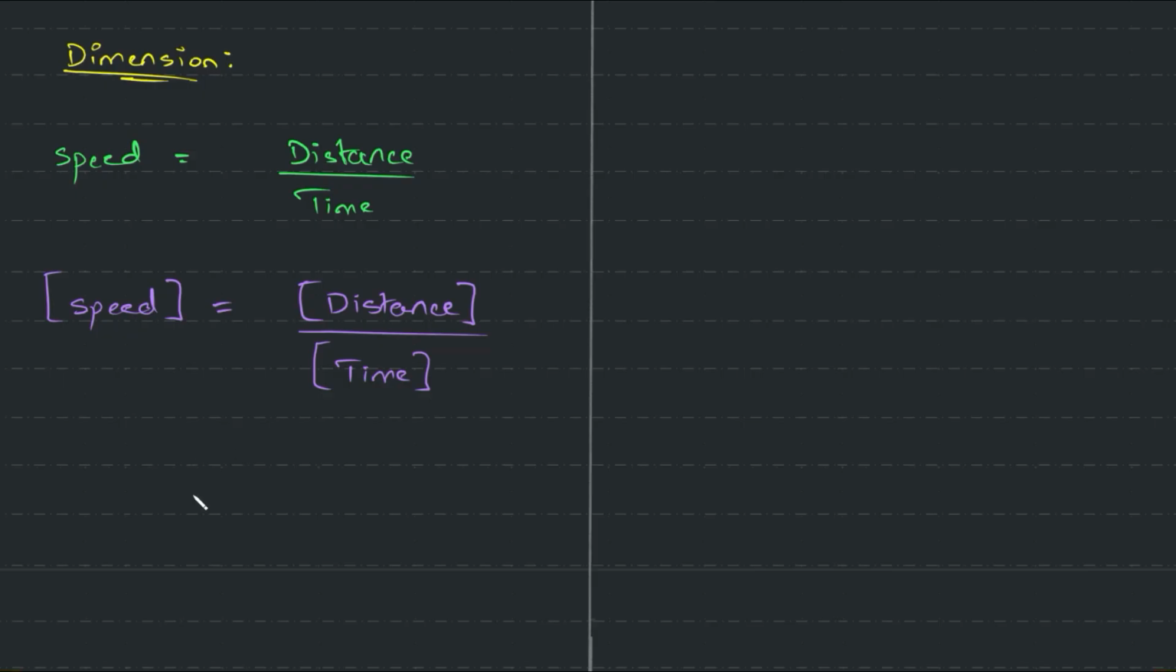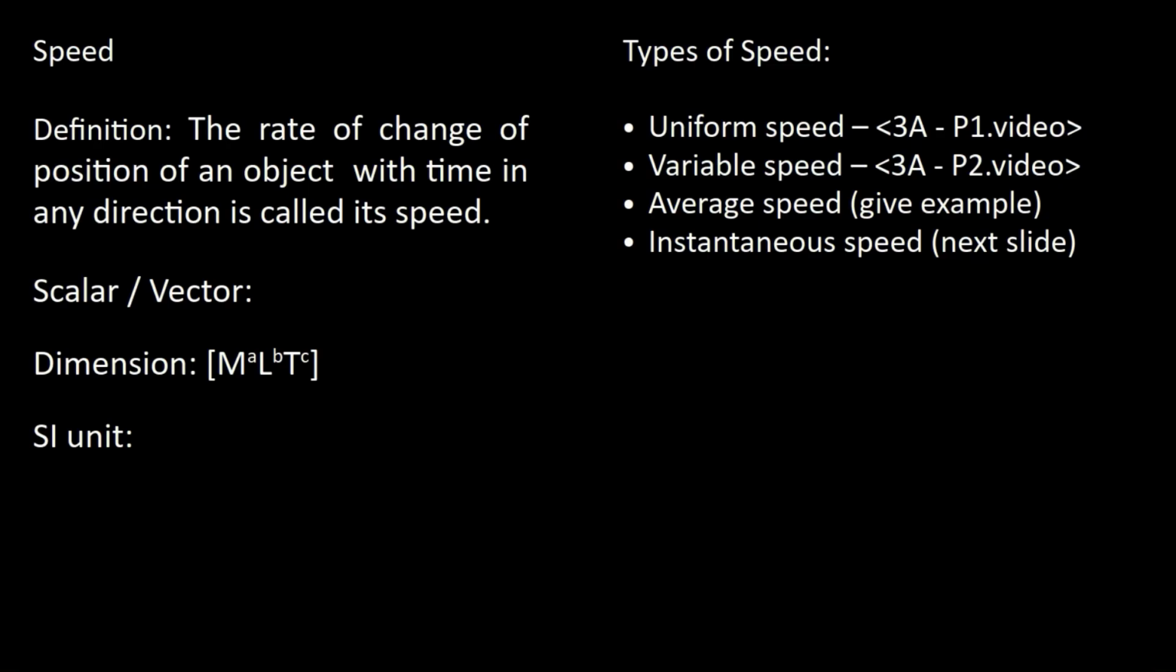What is the dimension of distance? Right, we have length, and time is represented by T. So if I rearrange all of this, this is L to the power of 1 and T to the power of minus 1, and it can also be rewritten as M to the power of 0, L to the power of 1, T to the power of minus 1. So that is your dimension of speed. Okay, all this should be simple for you guys by now.